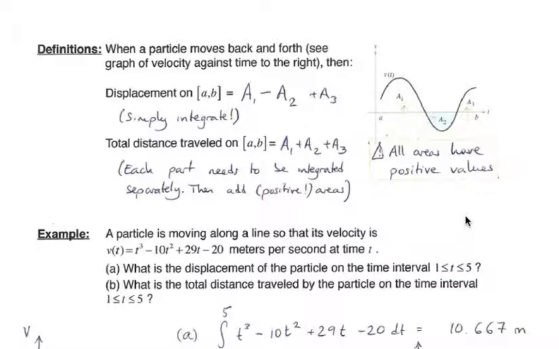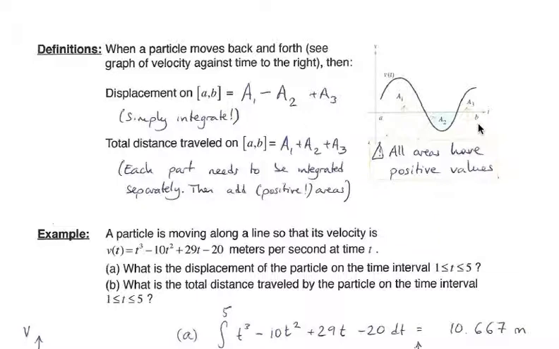When a particle moves back and forth, see the graph of velocity against time to the right, then the displacement will be given like that. If we have here the area A1, it's a positive number, the area A2 is a positive number, the area A3 is a positive number. If you want to find the displacement, you simply integrate. You don't have to worry about anything because the movement to the left is automatically subtracted, because even though the area is positive, the integral is negative. You can just integrate from A to B and it'll give you the displacement.